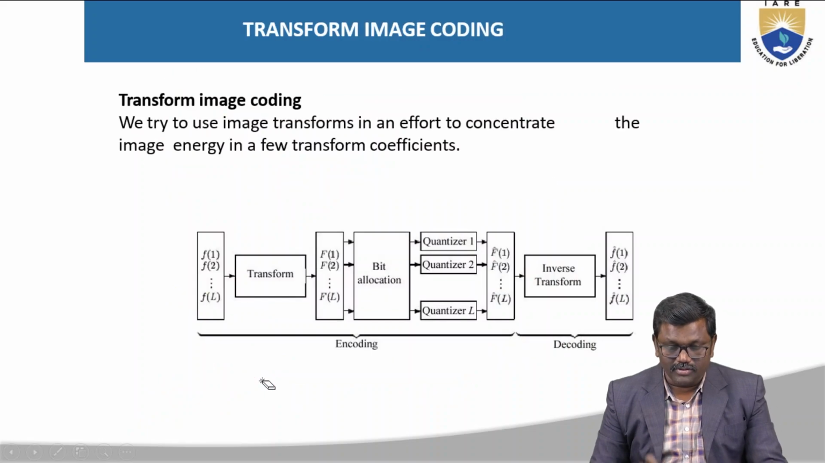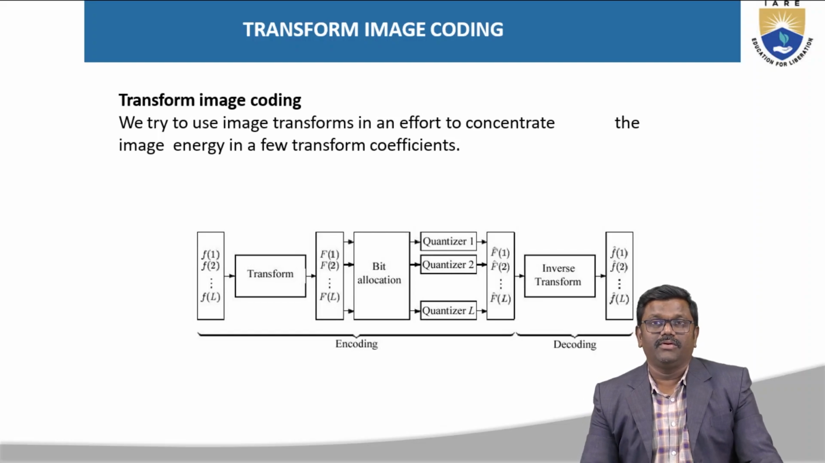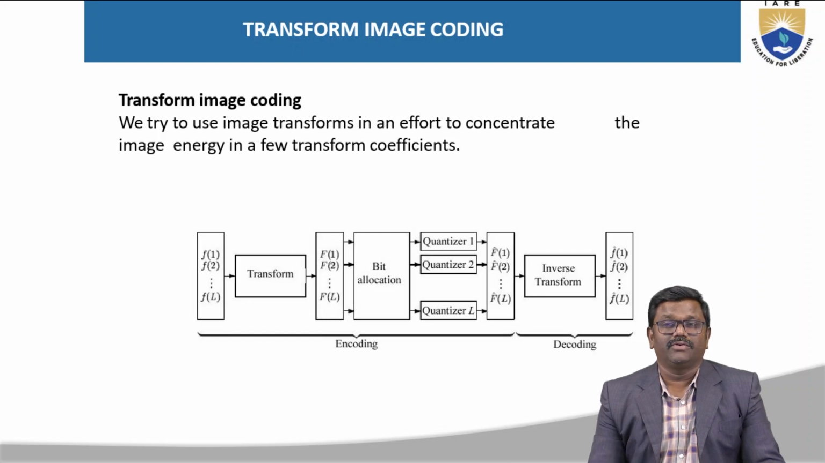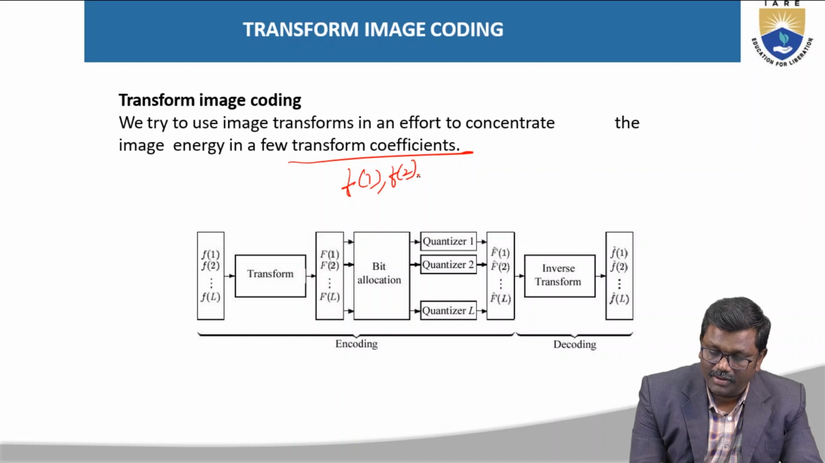Okay, so coming to the complete information right now, that is how the predictive code helps us to find an error value. Similarly, one more topic we are going to understand is transform image coding. Transform image coding is also a concept that uses transformation in an effort to concentrate the image energy in a few transformation coefficients. What are those coefficients? A few coefficients are f of 1, f of 2, f of 3, and so on. So that is f of l values which are varying.